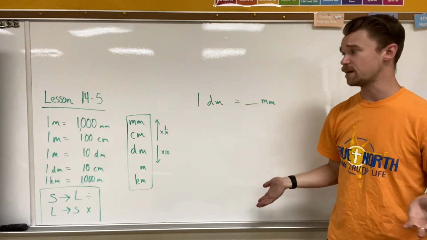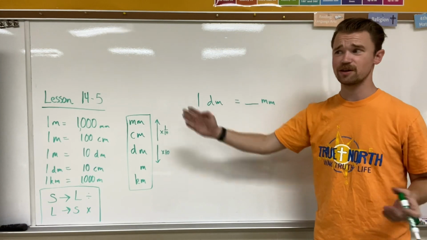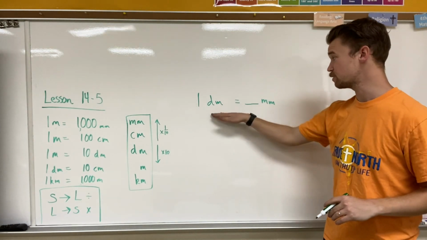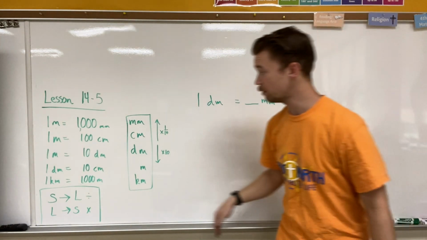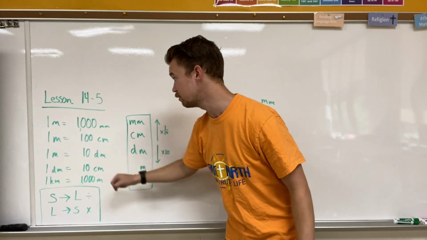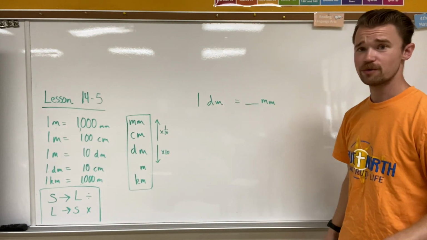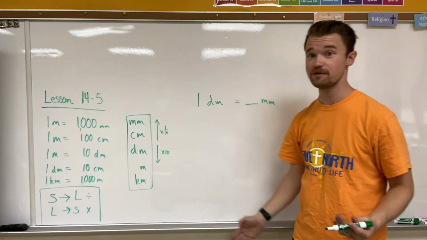Now what if I have an example where I don't have something on the conversion chart, such as 1 decimeter equals how many millimeters? Well, I'm looking at my decimeters and I have a meter, but I don't have a millimeter. So I could use my base 10 system to help me figure it out.